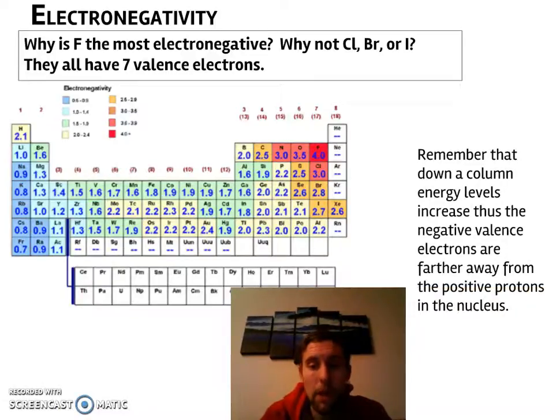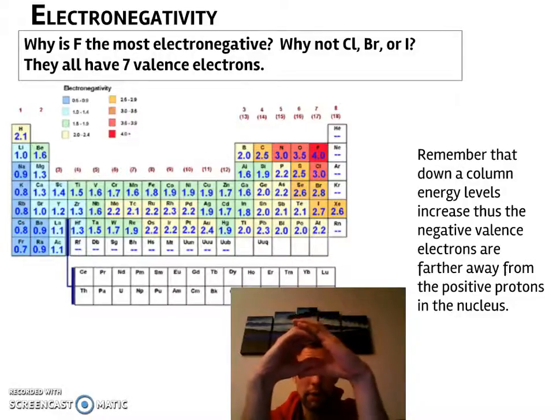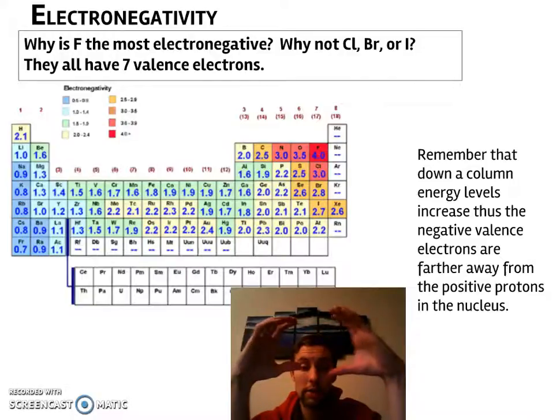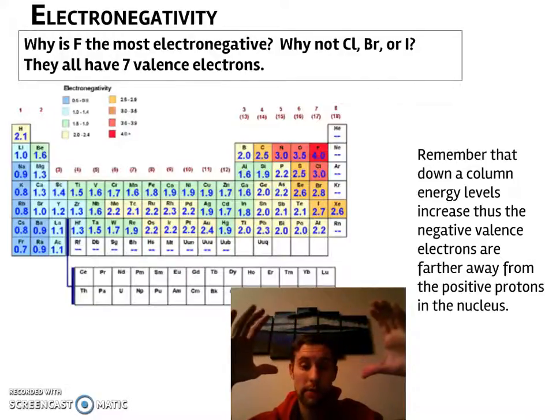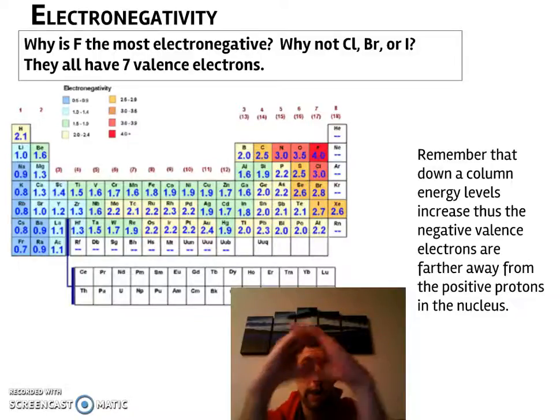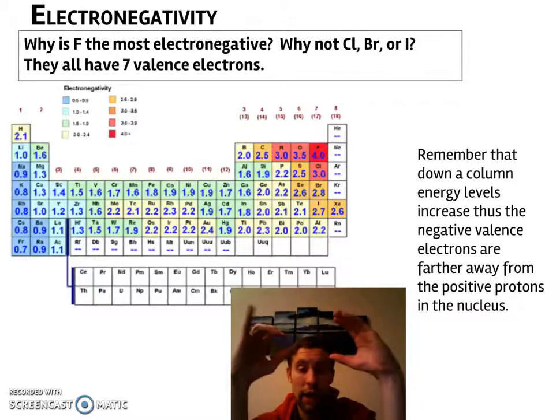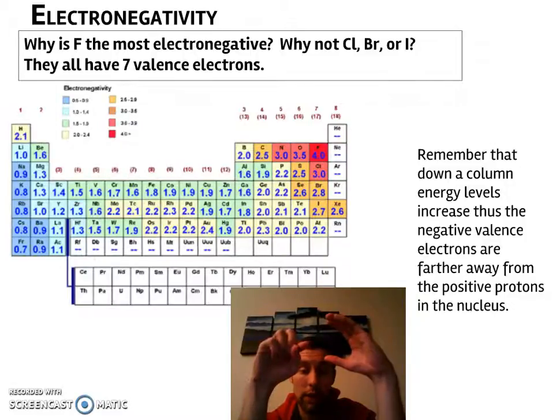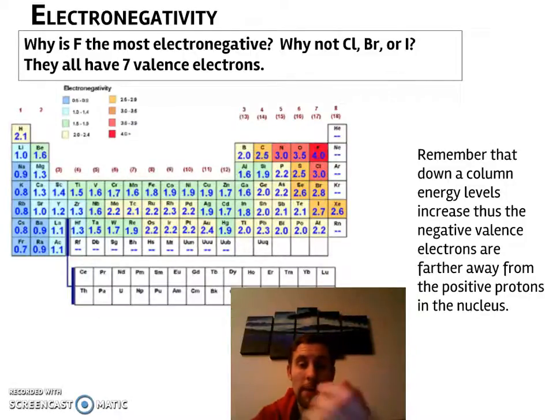Remember that when you go down a column, we're adding electron energy levels. So it's like a 1s, 2s, 3s, 4s. Every electron energy level you add is making the atom bigger. And the electron out here on the end is way farther away from the nucleus down here. So that distance increases, which means those positive protons in the nucleus aren't going to be able to pull as strongly on the electrons, therefore decreasing the electronegativity of that atom.